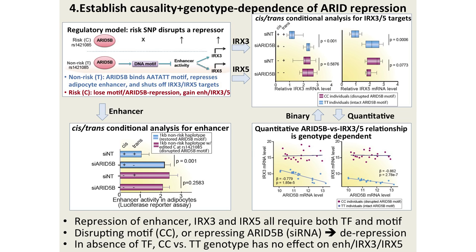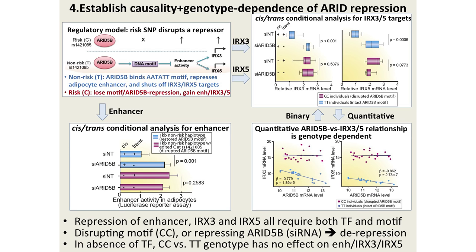So we wanted to test now the prediction of the model. So our model is that the SNP is perturbing a DNA motif for the ARID5B regulator. ARID5B itself is a repressor. So when the regulator binds, it actually represses the enhancer, this 12 kb super enhancer, and it therefore represses the downstream target genes IRX3 and IRX5. So what we wanted to know is actually what is the cis-trans analysis of both the risk allele and the non-risk allele in combination with an siRNA against the upstream regulator.